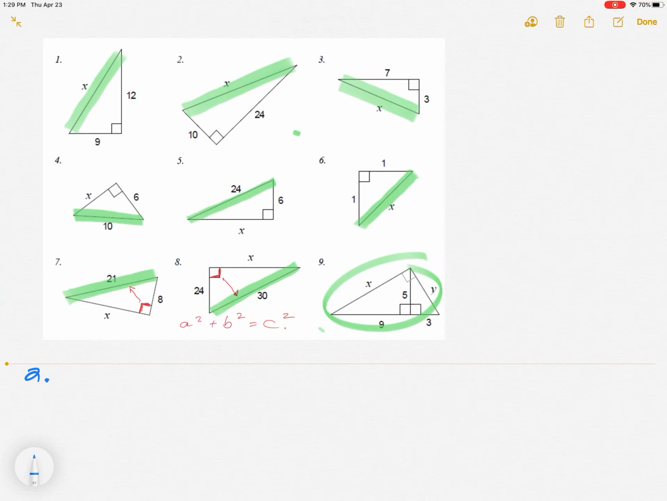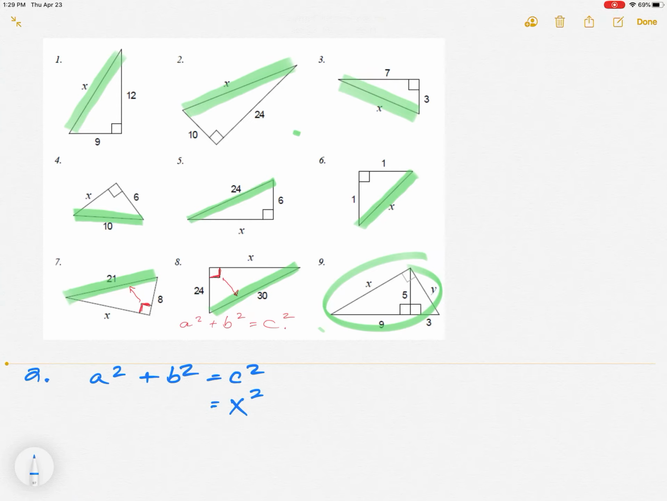Starting off with number 2, the first thing I like to do is always write the Pythagorean theorem, which says that a squared plus b squared equals c squared. Then I'm going to plug in what I know. Now remember, guys, the c belongs to the hypotenuse. So the c is actually our x value. Instead of calling it c, I'm going to call it x because that's what it's called in the problem.